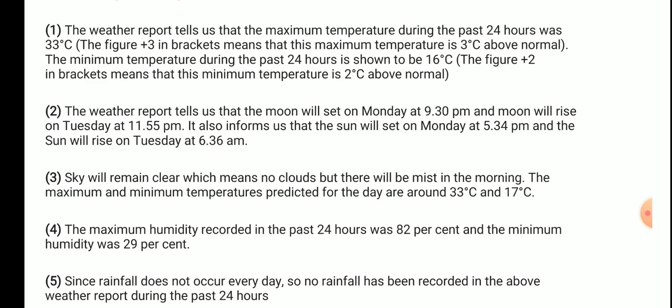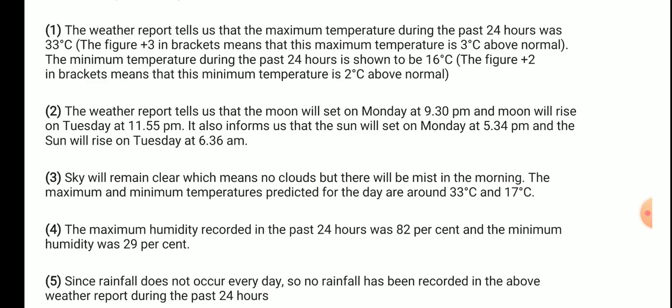The minimum temperature during the past 24 hours is shown to be 16 degrees Celsius, and the figure plus 2 again in bracket means that this minimum temperature is 2 degrees Celsius above normal. So, I hope the maximum temperature and the minimum temperature is clear to you. And I told you that it is not that this 33 degrees Celsius is for the whole day, or you can say for the 12 hours. No, it keeps on changing every hour, time by time.